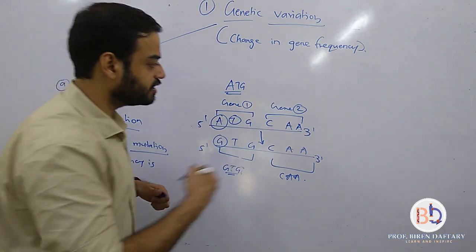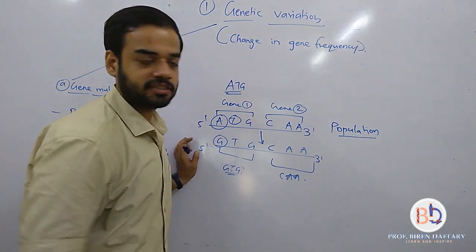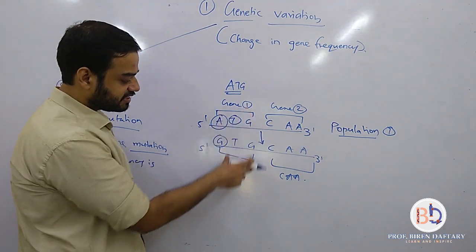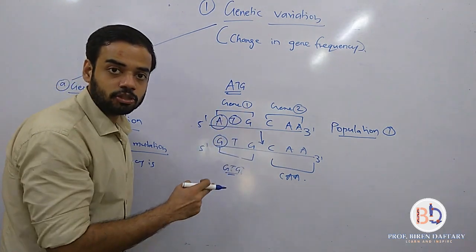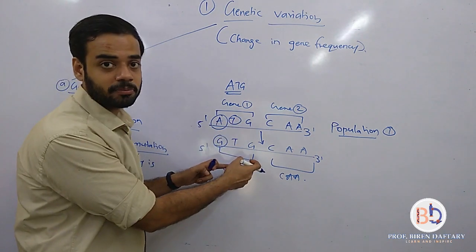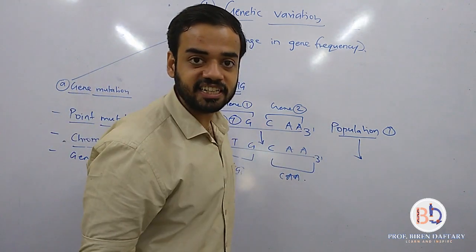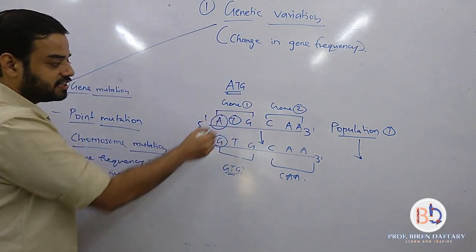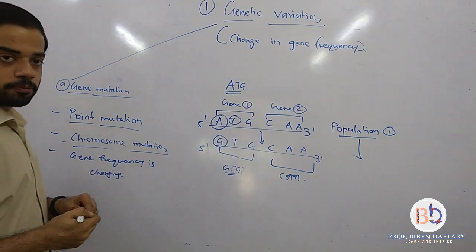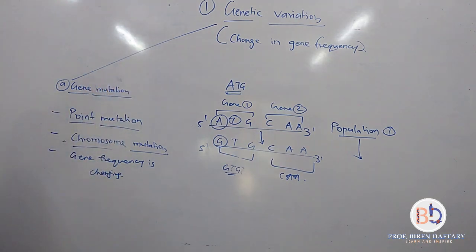Just imagine this is the original population. This is the DNA of organisms in the original population. I will write it as population 1. After the mutation, this gene has changed into this gene because of this one nucleotide. So now the gene frequency of that same population has changed, because this gene which was there is no longer there, it has changed into another. So now this population 1 will become slightly changed because of this change in nucleotide. Is this clear? So that is why gene frequency is also changing. I hope this first factor causing genetic variation is clear. It is also called gene mutation.